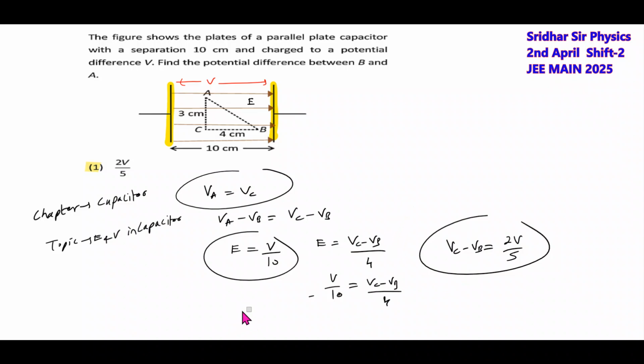So simple, based on electrostatics, the idea is that in a uniform electric field, potential difference should be equal to E into delta X, where delta X is measured in the direction of electric field. This is the concept. Now we'll jump to the next question.